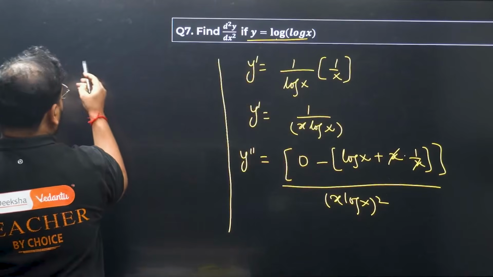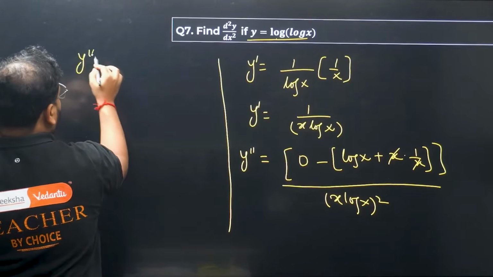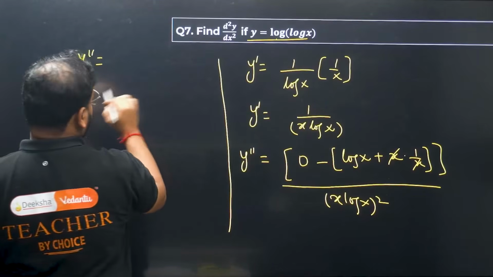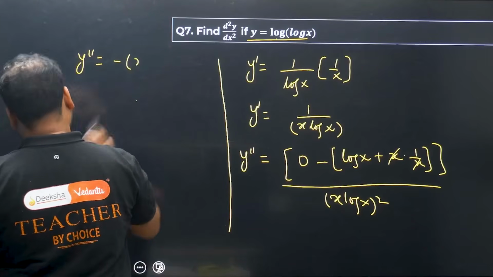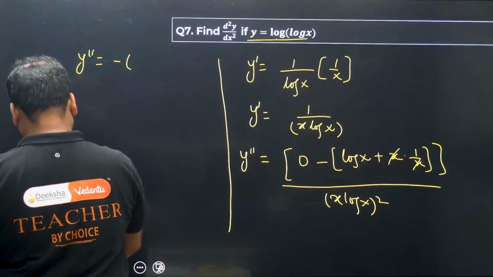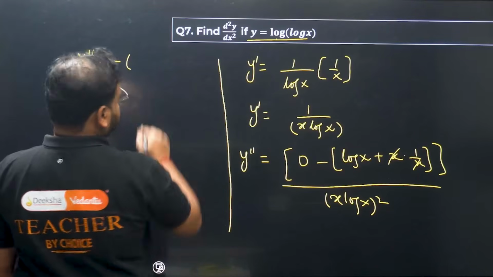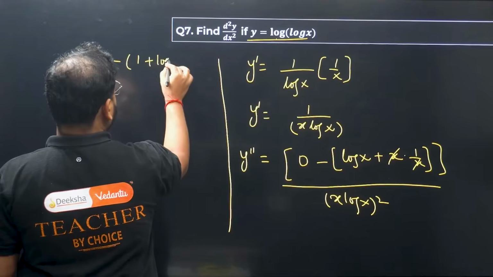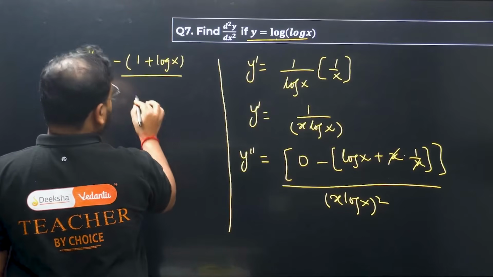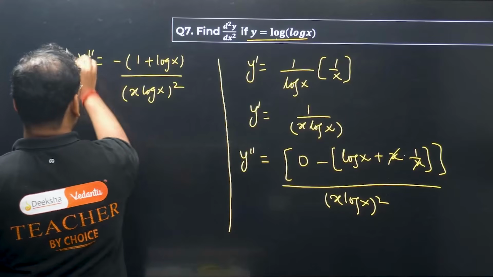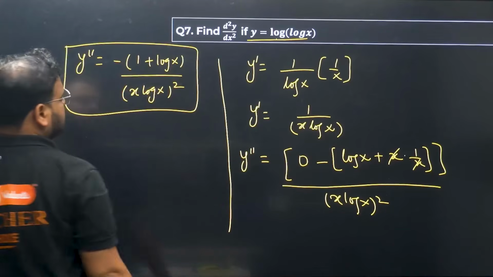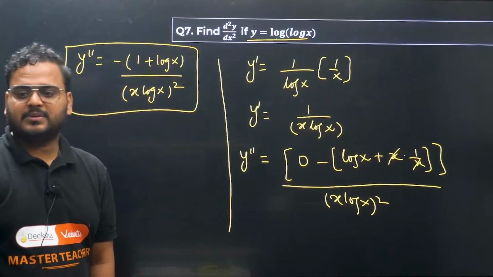Simplify now. I am getting here y double dash equals minus, the second term is 1 actually, so 1 plus log x divided by x log x the whole square. That's the final answer. 7th is also done. Question number 7 is also over.